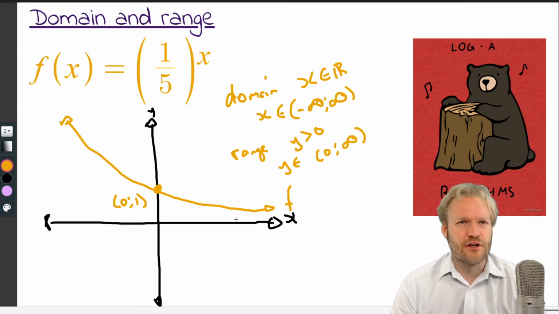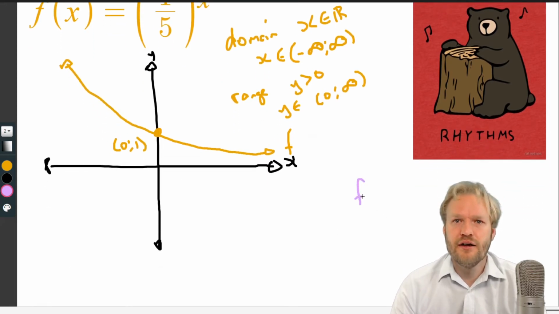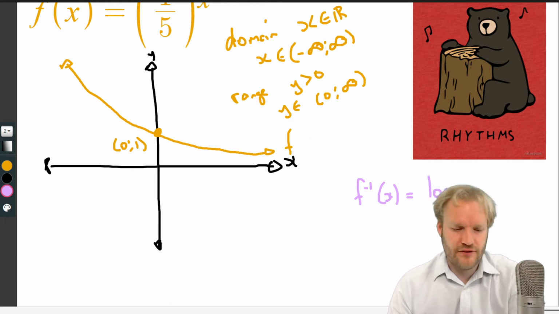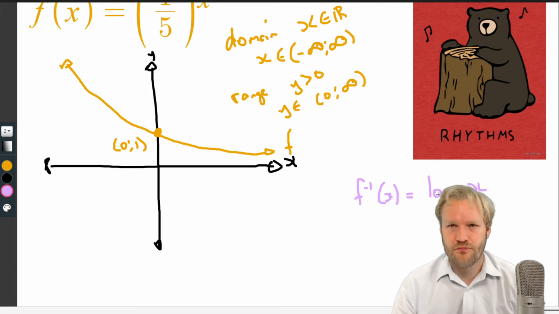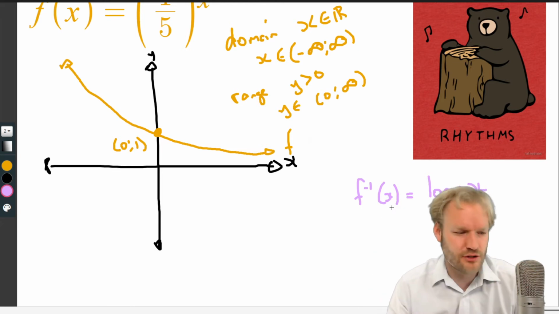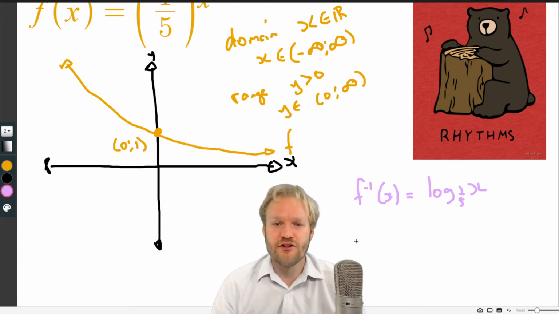Now, let's look at our inverse function. So our inverse, when you worked it out, was f inverse of x equals log, base the same, one fifth, of x. Like y equals log base one fifth of x. And you did all that work already. So now let's look at our domain and range here.